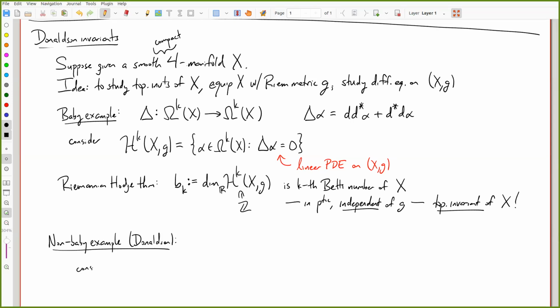So instead of considering this vector space, which I called H^k(X, g), the space of harmonic forms, we'll define a new space, which I'll call M(X, g). We could do this for any Lie group, but following Donaldson, let's take the compact Lie group SU(2). And now let's consider the moduli space of G-bundles over X with connection.